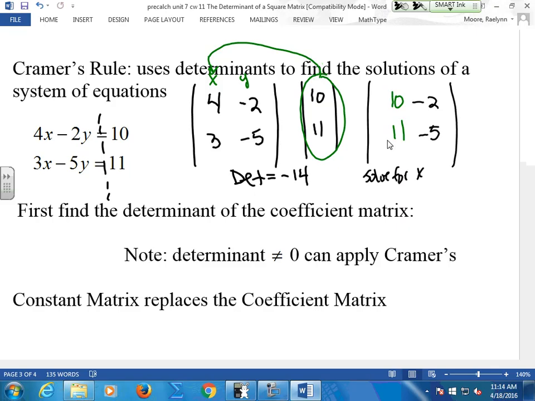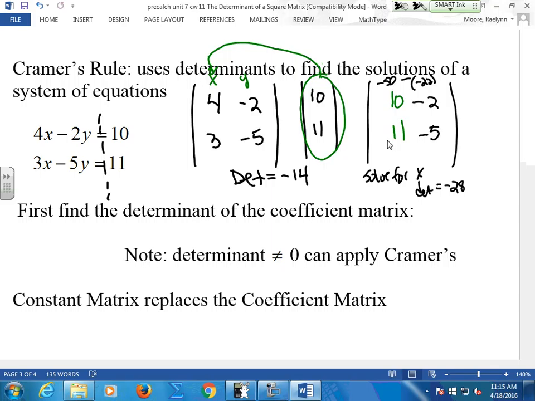So I just take my x column out and I replace it with my solution, with my constants. And I find the determinant for this one. Now be careful. The first time through, you can write over what you had. The second time through, you might not want to write over it. So find me the determinant for this one. You can do this by hand as well. -50 minus -22, so this becomes a positive, and this becomes -28.